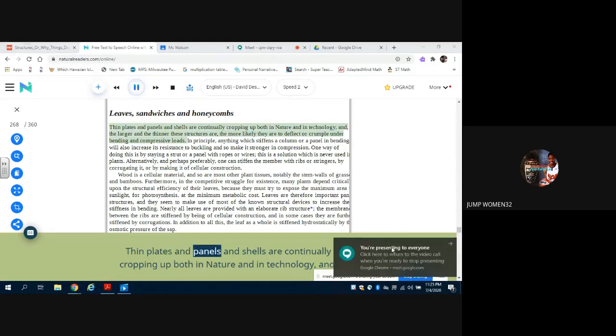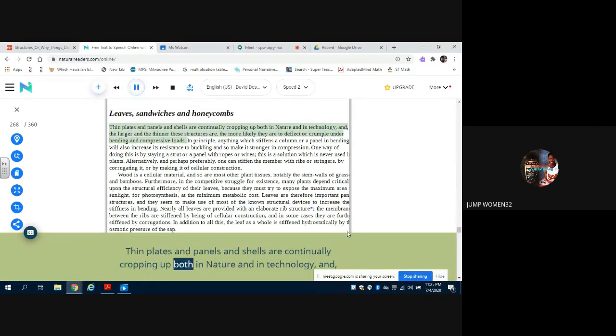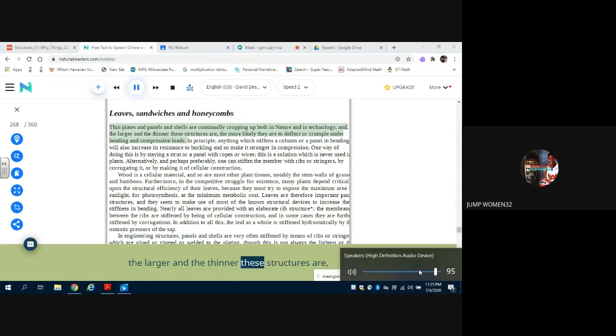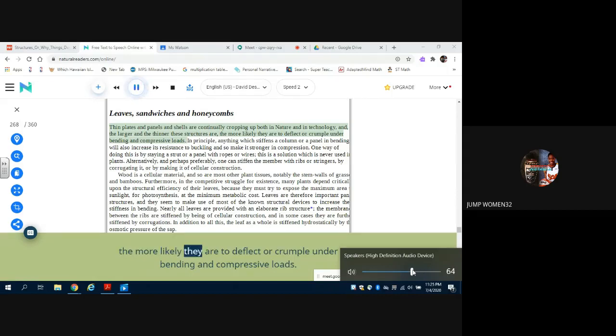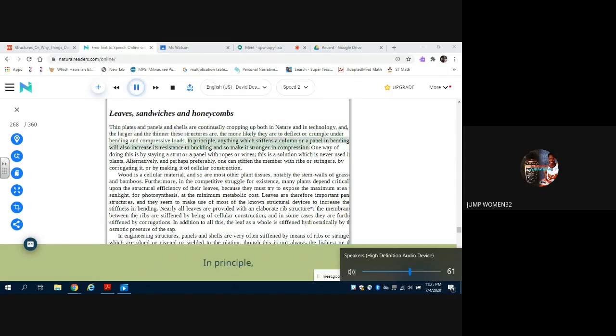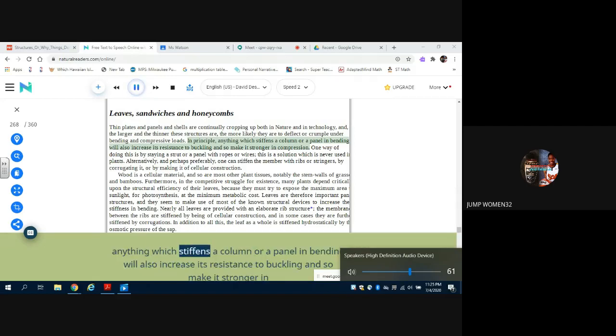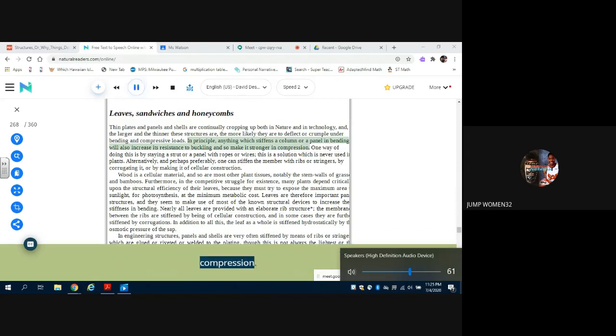Thin plates and panels and shells are continually cropping up both in nature and in technology, and the larger and the thinner these structures are, the more likely they are to deflect or crumble under bending and compressive loads. In principle, anything which stiffens a column or a panel in bending will also increase its resistance to buckling and so make it stronger in compression.